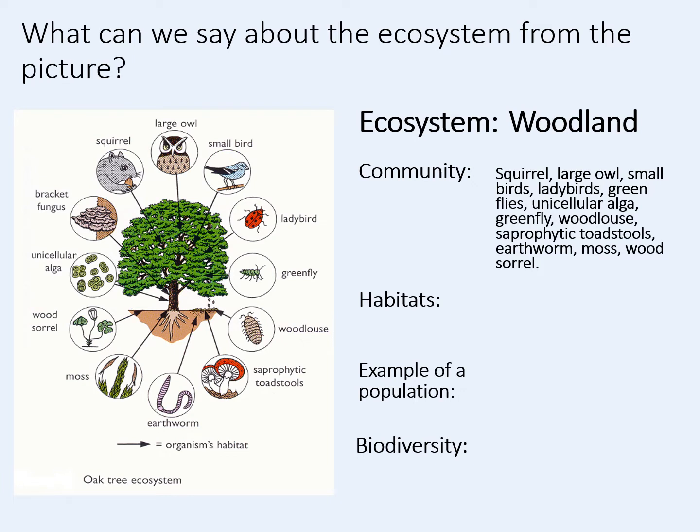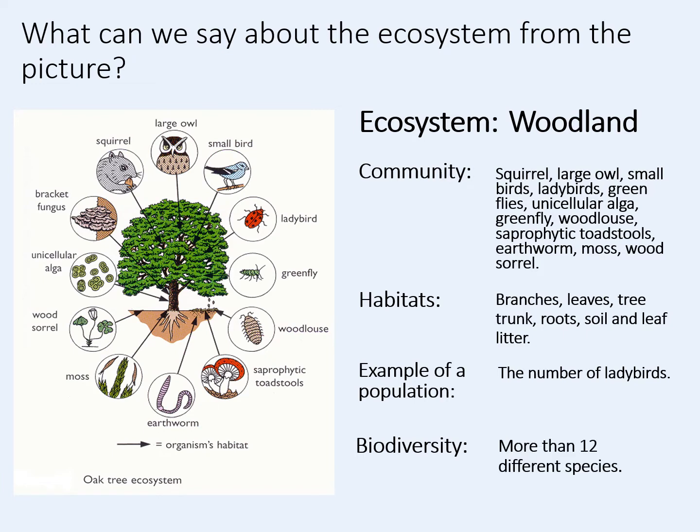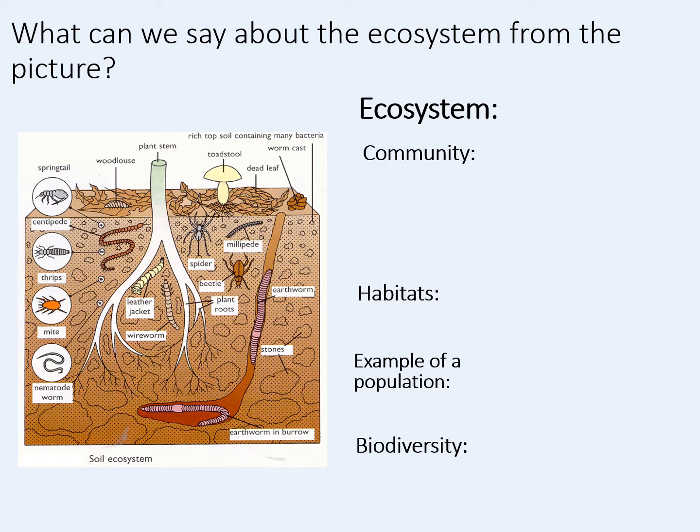The habitats are the places where the organisms above live. So for example, they might live in branches, leaves, tree trunks, roots, soil and leaf litter. The population would be all of the numbers of one species. So for example, this could be the number of ladybirds, it could be the number of squirrels and so forth. And the biodiversity is the variety of different species. So in this ecosystem, there are more than 12 different species. The second picture shows a different ecosystem.